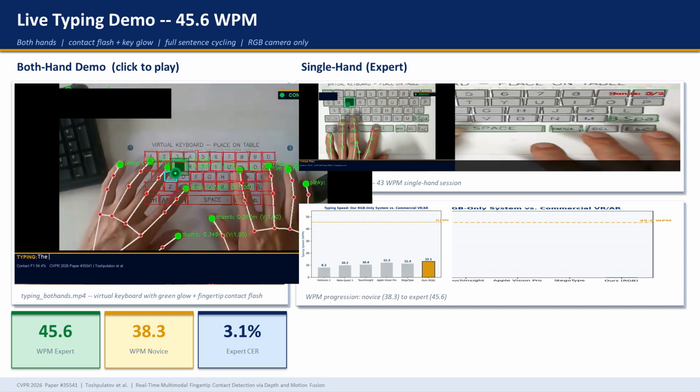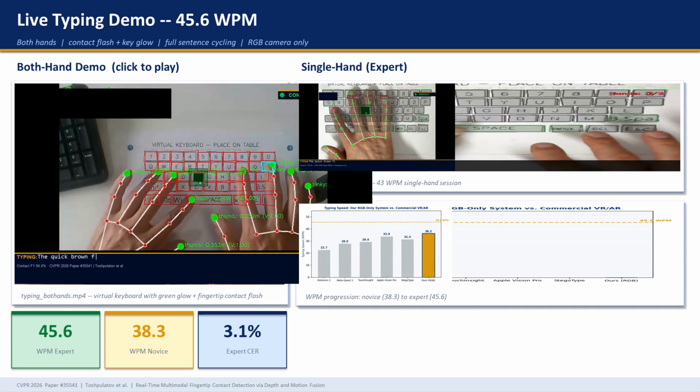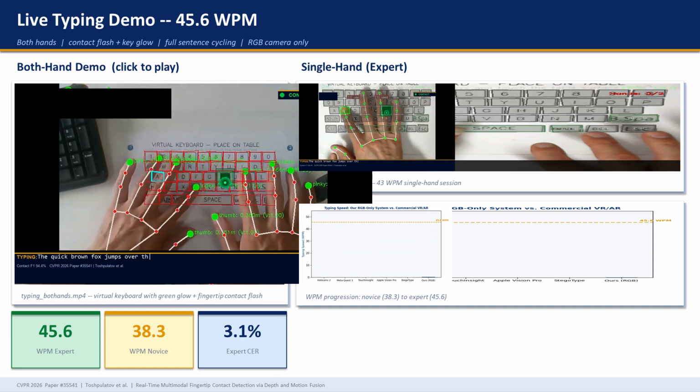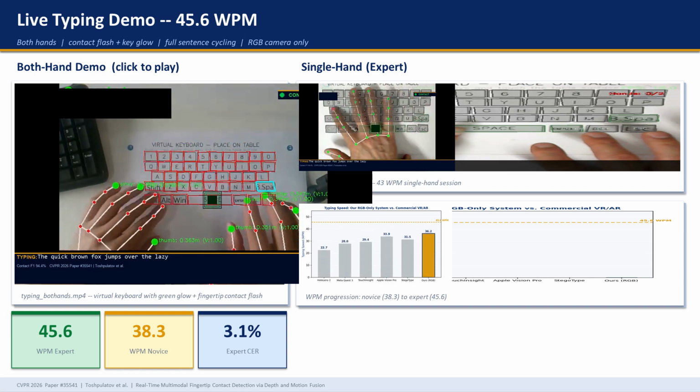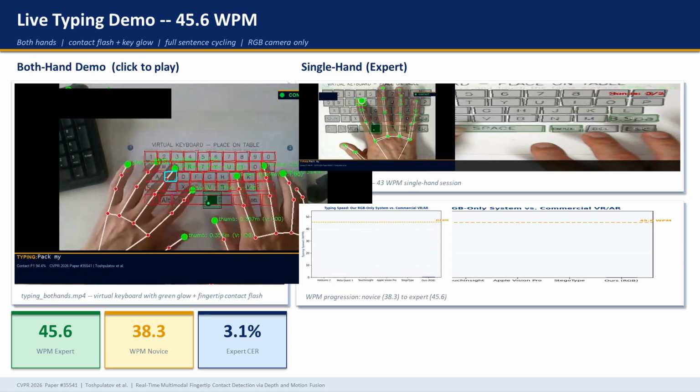Here is our system running live. By manual typing at 45.6 words per minute, contact events shown as green key glows at the exact moment of touch. Single RGB webcam, 30 frames per second, 98 millisecond latency.